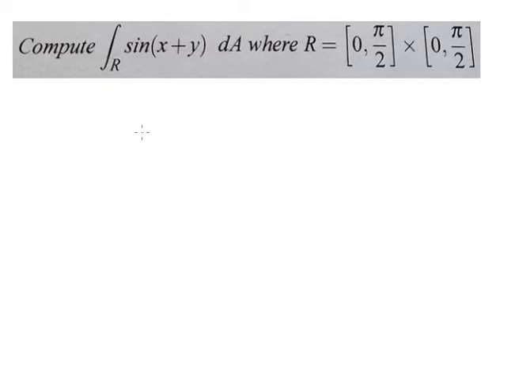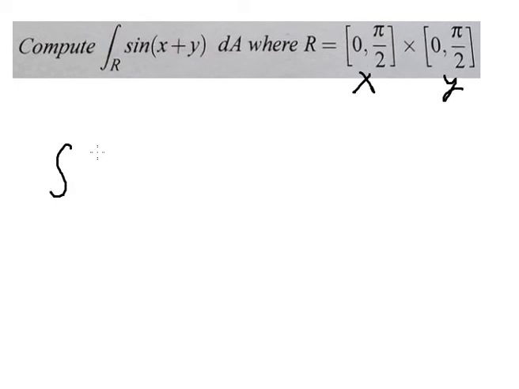The topic today is about double integrals. So now I will show you how to answer. This is about the region. Now we can set up the double integrals in here. This is for x, this is for y.